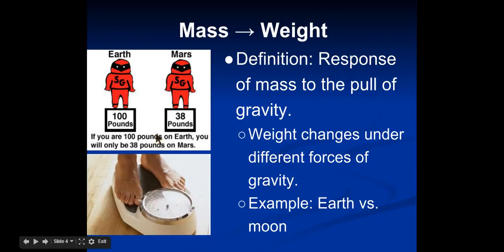You can see if you weigh 100 pounds on Earth, and I know it's not grams, but you would only weigh 38 pounds on Mars, do you think you would lose any mass? You would actually have the same amount of mass, just different weight. That is why the astronauts appear to bounce on the moon.